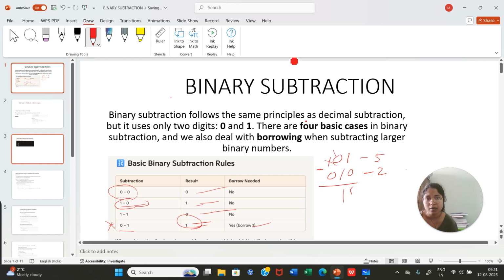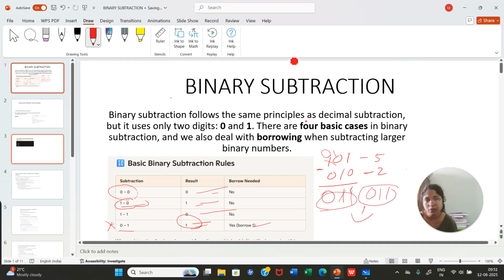Now 0 is left here. So 0 minus 0 is 0. What is the answer we got here? This is 1, this is 1, and this is 0. So in total 0, 1, 1. What is the decimal value of this one?